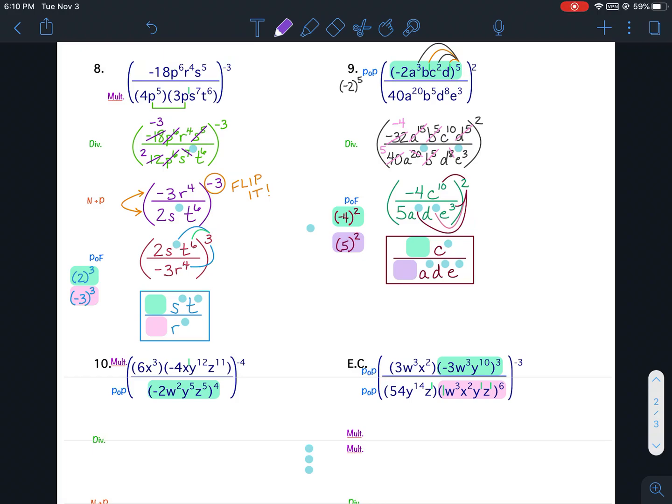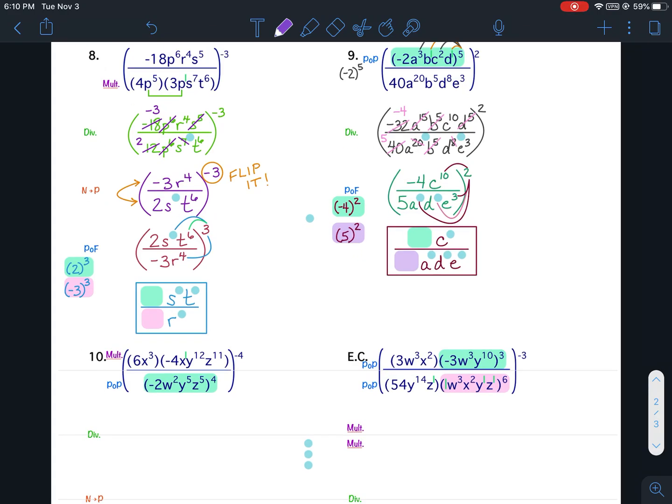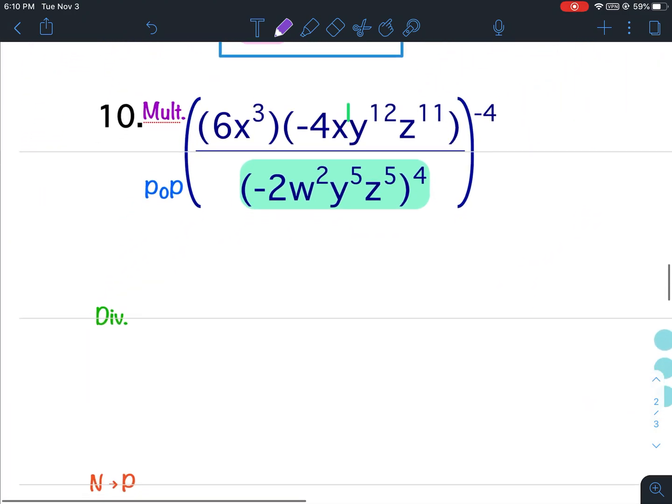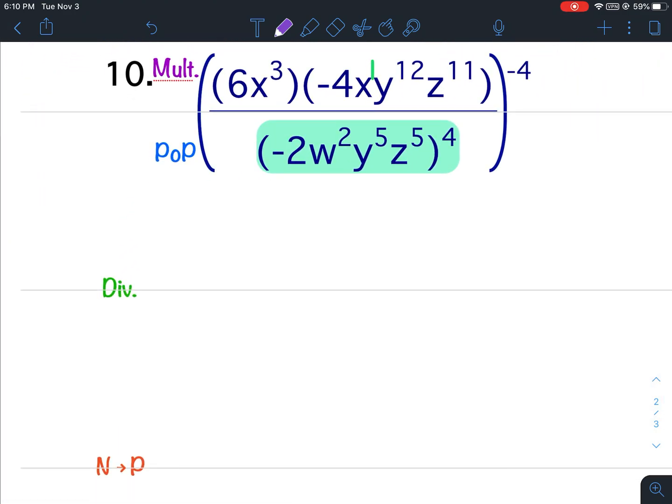Laws of exponents, worksheet number 4, question number 10. Question number 10 is very similar to 8 and 9. It's a combination of the two.